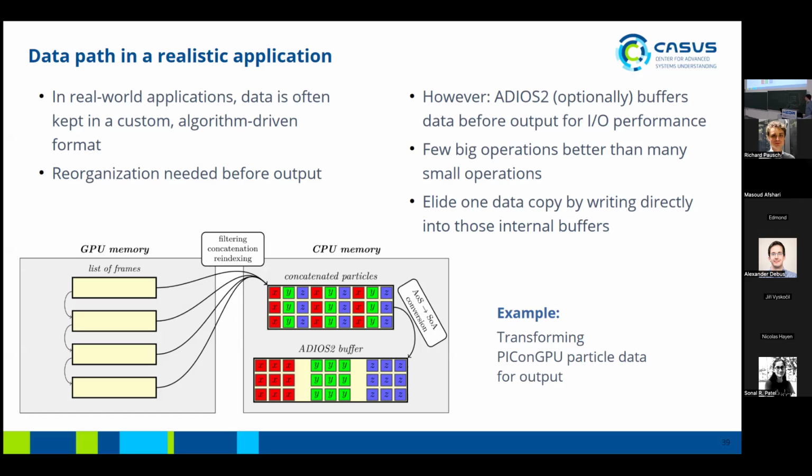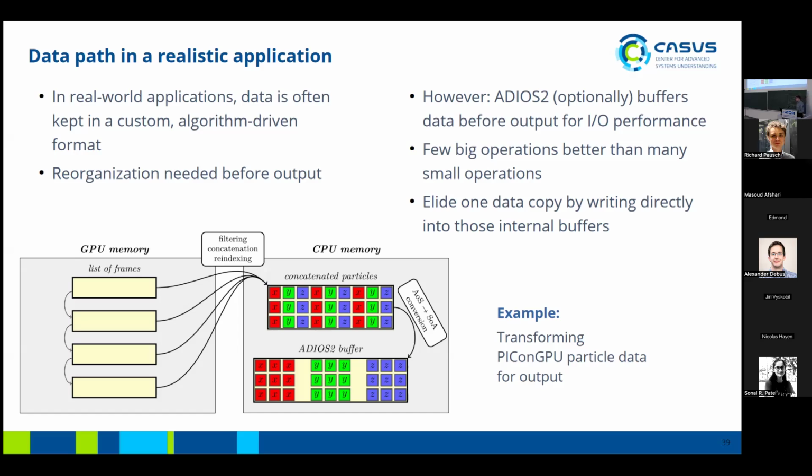In the case of PIConGPU, for example, the particles are stored as a list of frames, so there is not that single array of particles in the beautiful way that we want to output it, but we need to prepare data first by concatenating, filtering particles, maybe computing the indexes anew, and then maybe doing a further conversion from AoS to SoA layout. And that can mean that we will have data copies, and we might wish to elide those data copies.